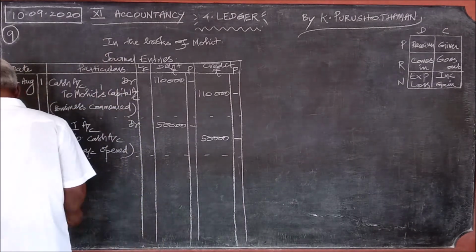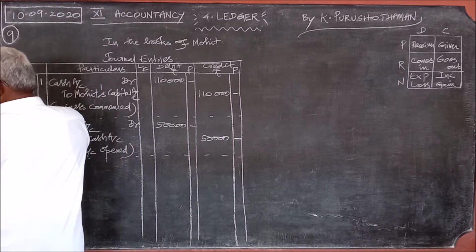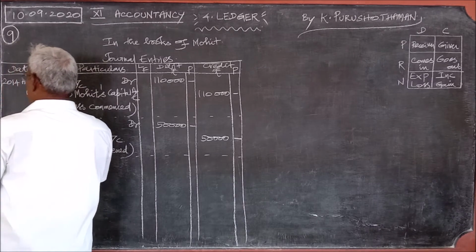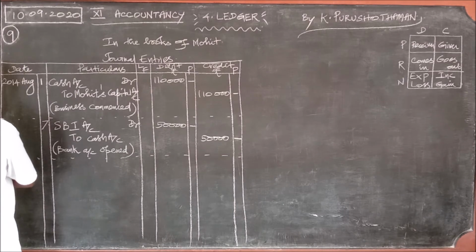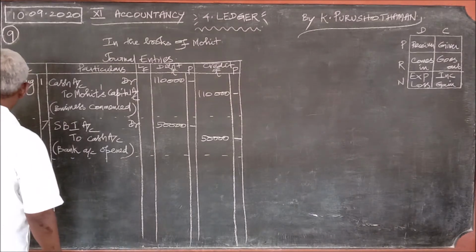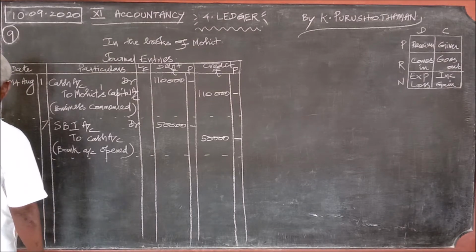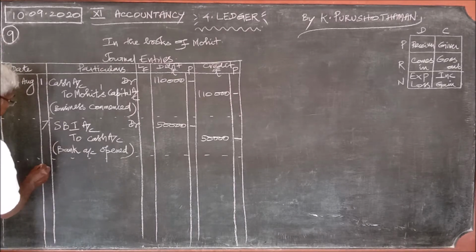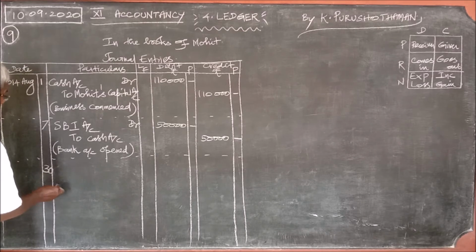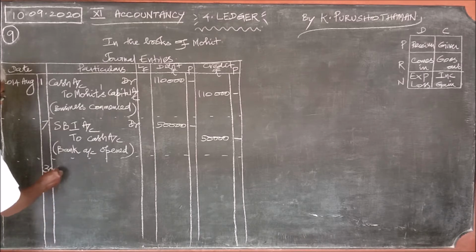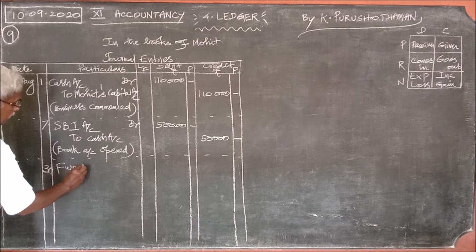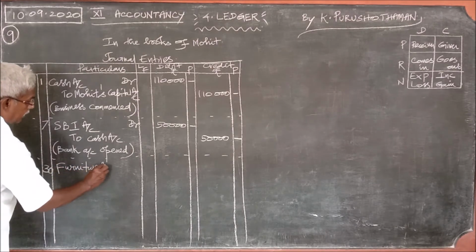Yes, the third one. Third, purchased furniture for cash. It is after 7th, so it must be some other date. It is given wrongly as 3, so we should make it 30th. Purchased furniture for cash on 30th. When furniture is purchased, what comes in? See the second rule, furniture comes in. Furniture account debit.